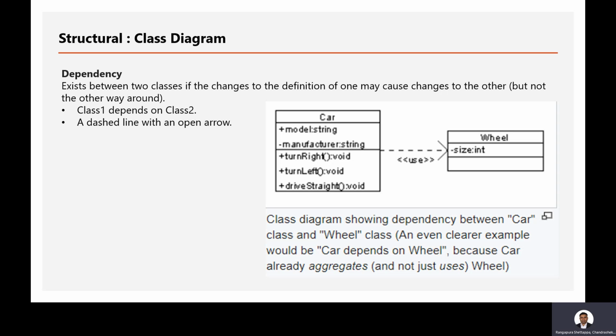Then you have dependency, which means one class is dependent on another class. This is represented with a dotted line with an arrow. For example, the car class is dependent on the wheel class. A wheel should be there for a car to run. This is how dependency is represented.